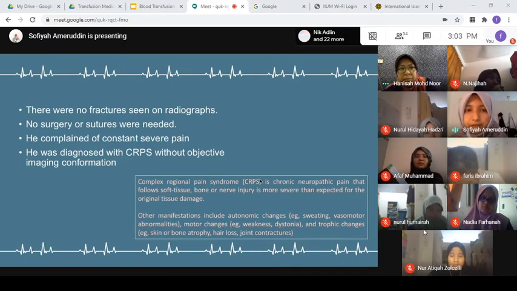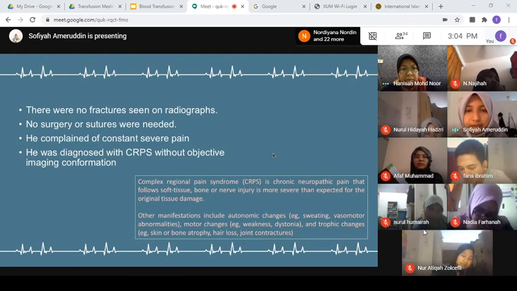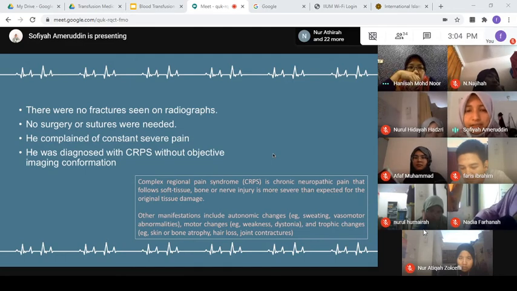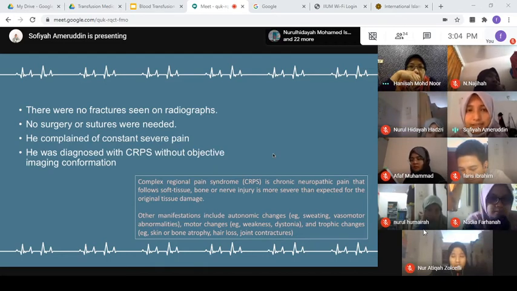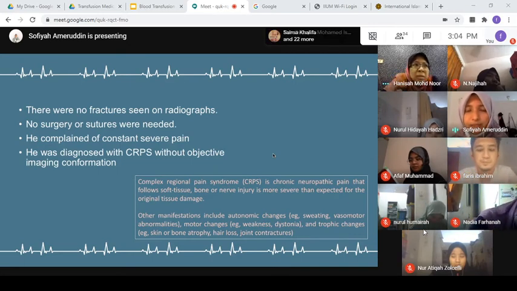So, due to this, he was diagnosed with complex regional pain syndrome, without objective imaging confirmation. Just a side note, CRPS is actually a chronic neuropathic pain that follows an injury to either soft tissue, bone, or nerve, and it's usually a clinical diagnosis whereby the pain is out of proportion to the injury itself.